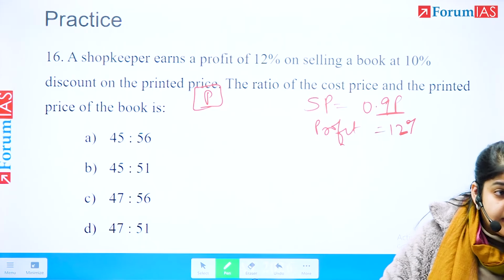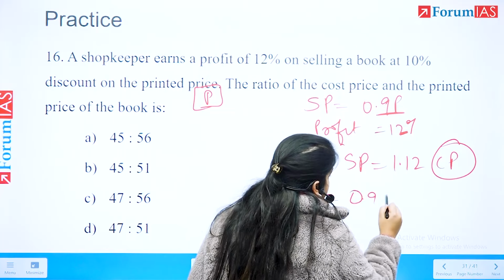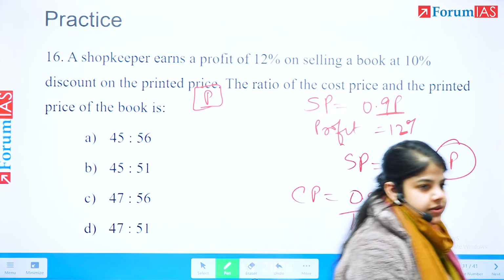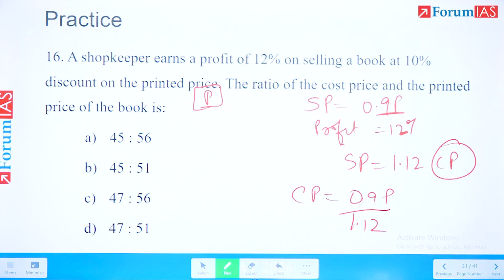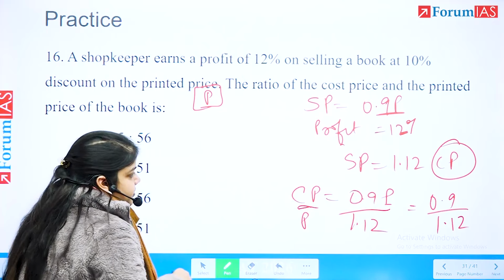ठीक है ना? So I know my cost price now. What is my cost price? बस यही आंसर है. 0.9 upon 1.12. Calculate this ratio. Find the ratio of cost price, which is CP divided by P. P goes there. It is equal to 0.9 upon 1.12. We just solve it.